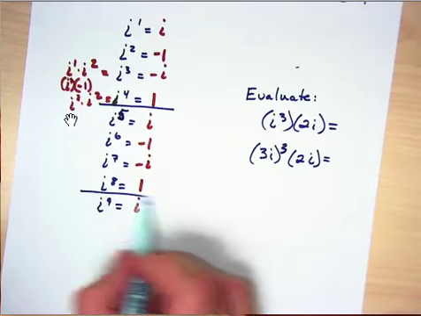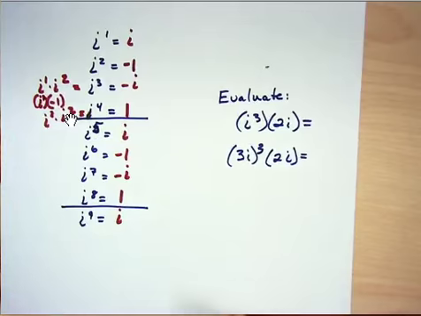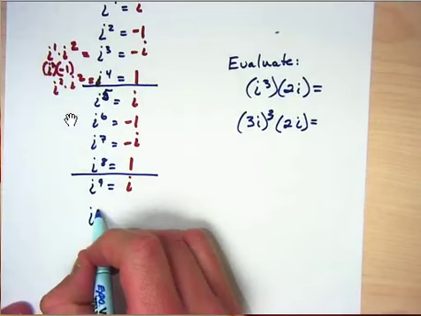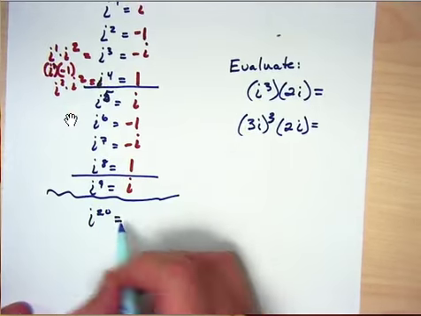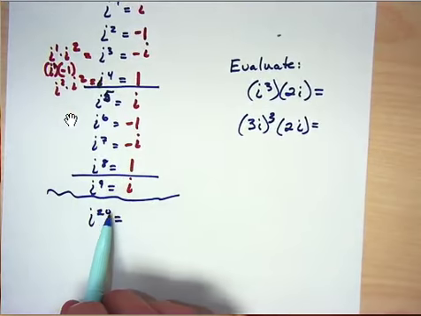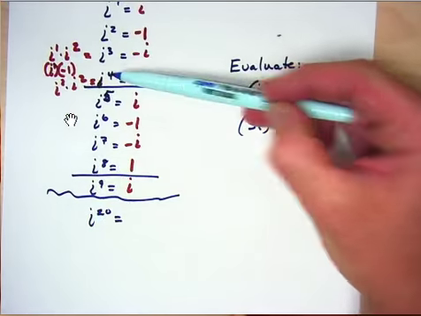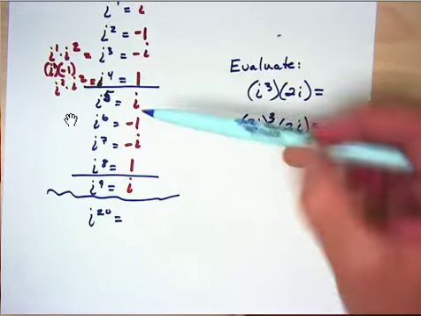So every 4 terms, you're going to see the pattern. Now, to make this a little bit easier, to figure out what i to the 100th is, let's start a little simpler than that. Let's take i to the 20th. If it's repeating every 4 times, then if you simply take 4 and divide it into the exponent, if it goes into it evenly, because 4 goes into 4 once, 4 goes into 8 twice evenly, there's no remainder, then the answer has to be a 1.